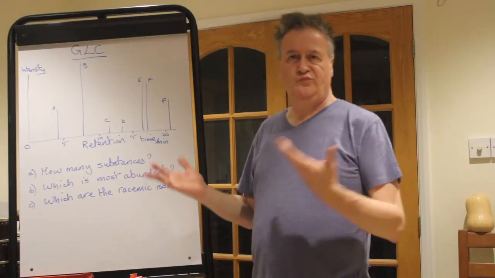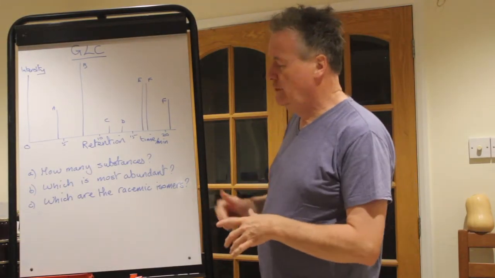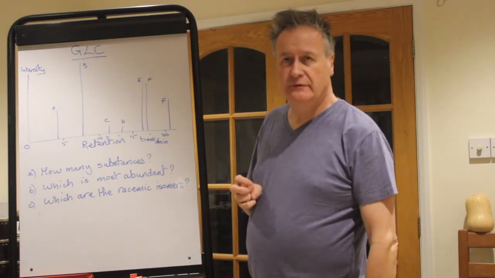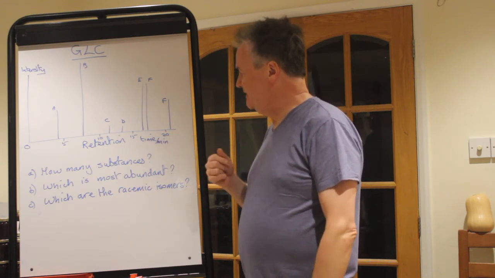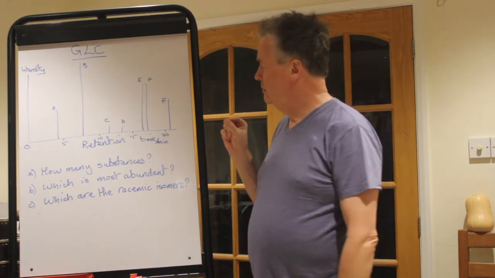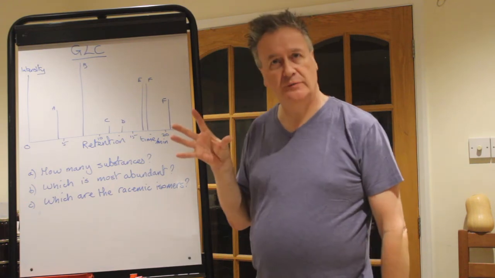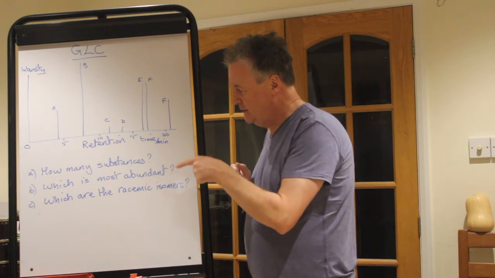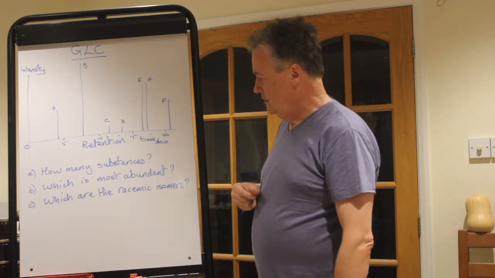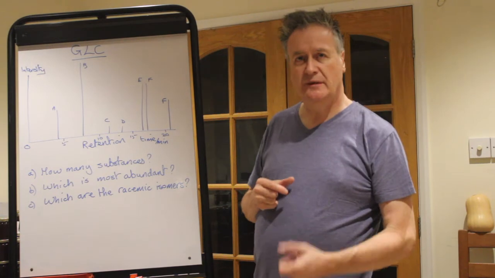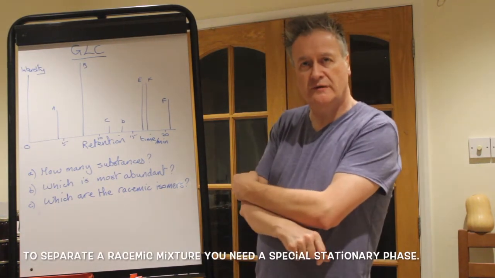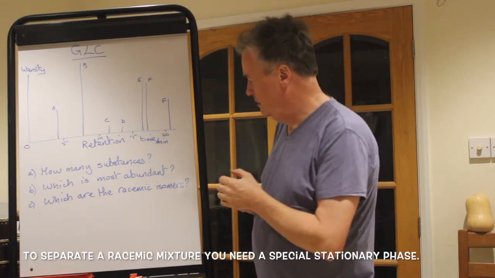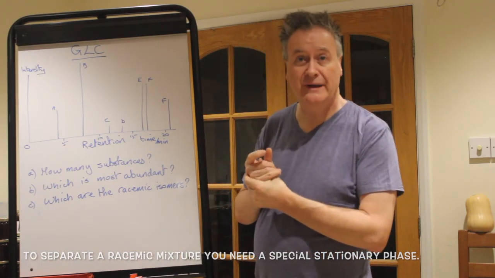So, quick little question, 3 parts. There's the printout with retention times along the bottom from 0 to 20 of some kind of mixture put through GLC. 3 questions. How many substances? Which is the most abundant? Which are the racemic isomers? Racemic being 2 isomers, optical isomers, equal amounts of both would make it racemic.